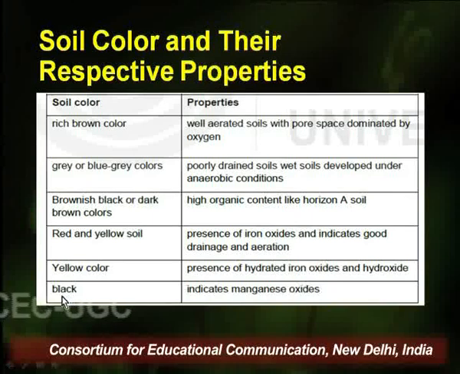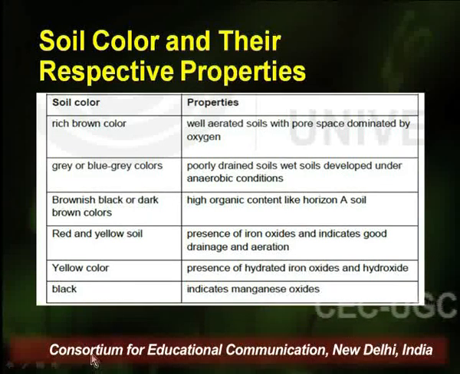Now, if the color of the soil is black, it indicates the presence of manganese oxides, and if we see the yellow color, it tells us about the presence of hydrated iron oxides and hydroxides. So more yellow color shows the presence of oxides. The color is indicative of the property of the soil which is under study.